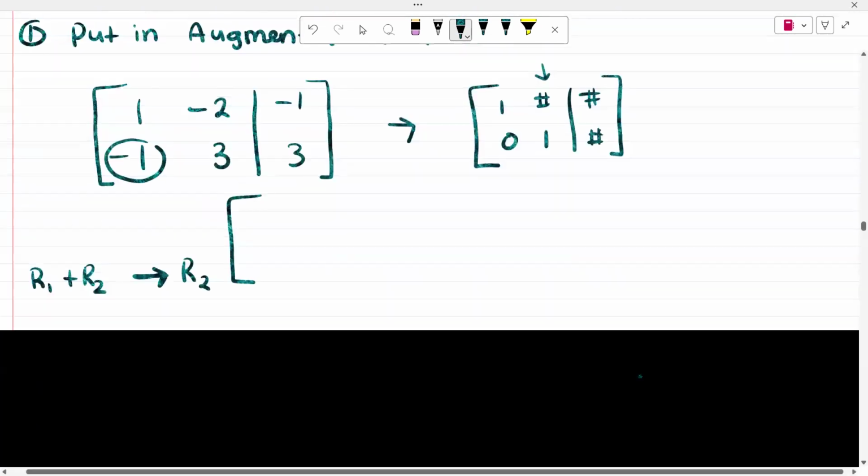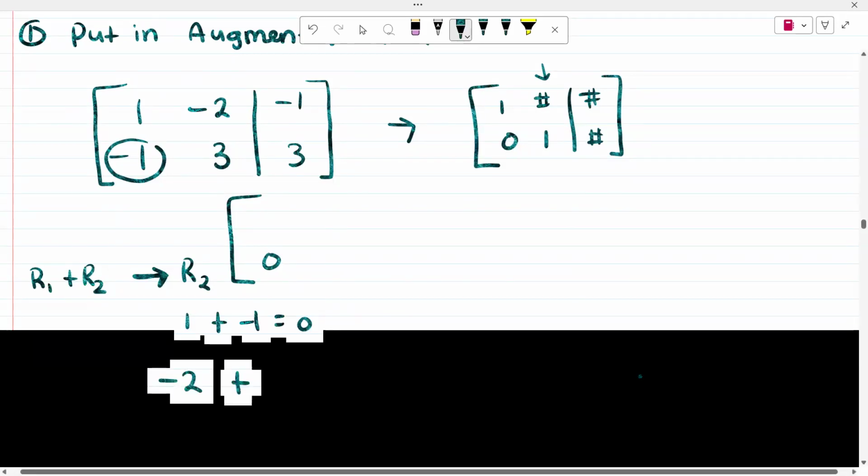And that'll be your solution. So you tell me, what's the first number in row 1? 1. Plus, what's the first number in row 2? -1. So when you add that up, that gives you 0, which is what we want. Now keep on going. What's the second number in row 1? -2. Plus, what's the second number in row 2? 3. So -2 plus 3 is +1.